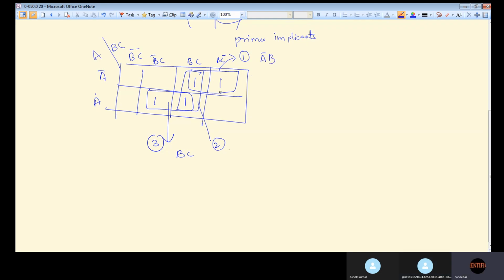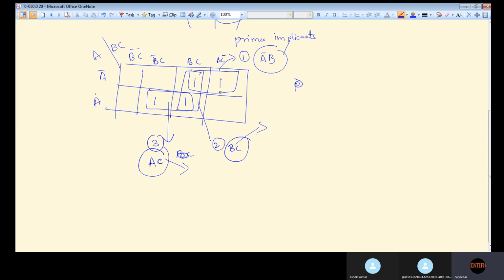For 2 what is this? BC. Okay. What is 3? A. Yes. AC. AC, yes. AC. Okay, AC. So now AC one, BC one, A bar B one. These three are the prime implicants. So these three are called prime implicants.